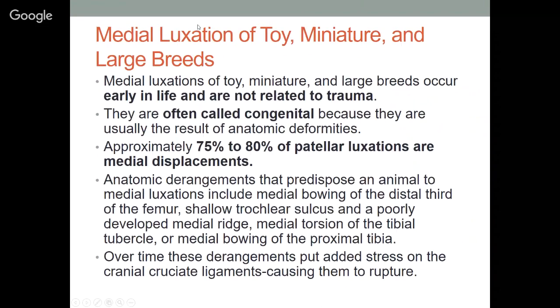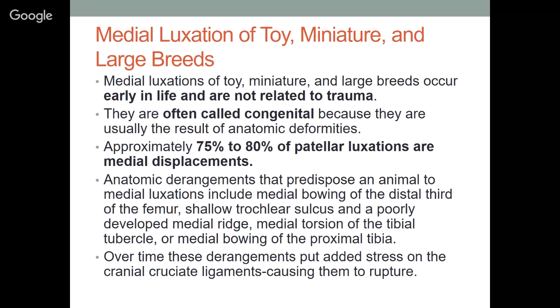Medial luxations occur often early in life and are not related to trauma. They're often called congenital because they are usually the result of anatomic deformities, and these are anatomic deformities that they are born with. Approximately 75 to 80% of patellar luxations are medial displacements. So they almost always go to the inside. Anatomic derangements that predispose an animal to medial luxations include medial bowing of the distal third of the femur, shallow trochlear sulcus and poorly developed medial ridge, medial torsion of the tibial tubercle, and medial bowing of the proximal tibia.